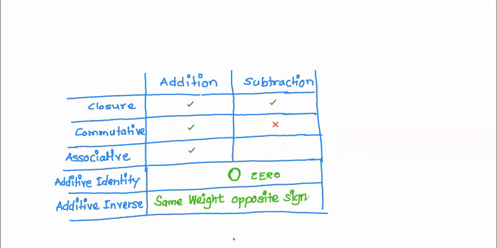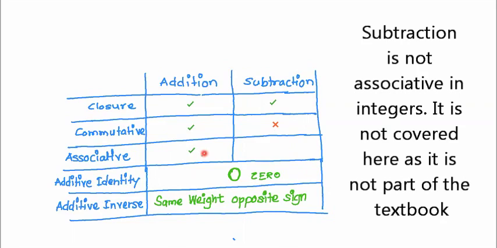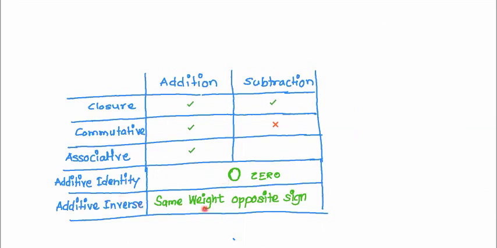So let's revise what we have done today. We did closure property, commutative property, associative property, additive identity, and additive inverse. For closure, we found that integers are closed under addition. Integers are also closed under subtraction. We found that addition is commutative in integers, but subtraction is not commutative in integers. We also saw that addition is associative in integers. We saw that the additive identity for integers is 0. And for additive inverse, we keep the weight the same and just change the sign. We have the opposite sign.